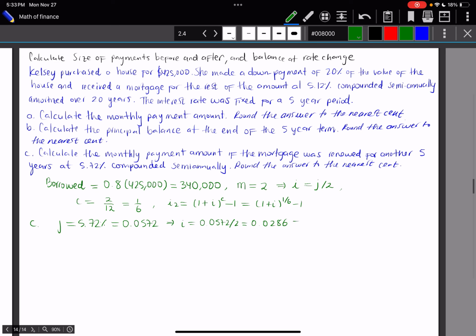And then I2 turns out to be 1 plus 0.0286 to the 1/6 minus 1. Okay, so there we have that. And after 5 years, Kelsey still needs to make 12 by 15 payments. 12 payments per year for 15 years. So we have 12 times 15, that's 180 payments that remain.